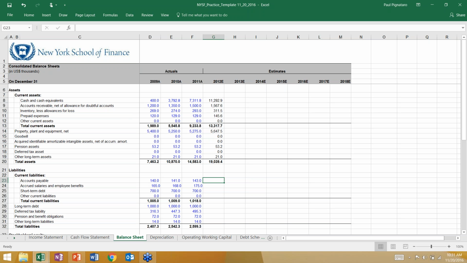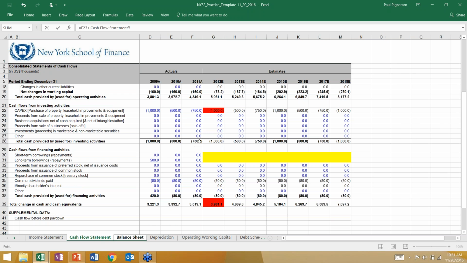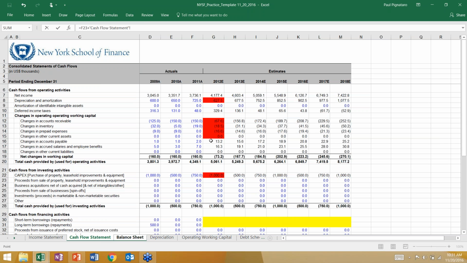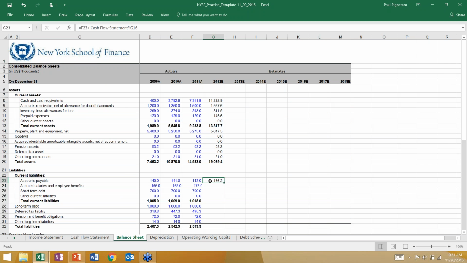That's true for every liability. So for accounts payable, this is going to be equal to the year before, plus. It's a plus, not a minus. In other words, changes in accounts payable is 13.2, meaning our accounts payable balance should go up by 13.2, and it will if we put a plus in.